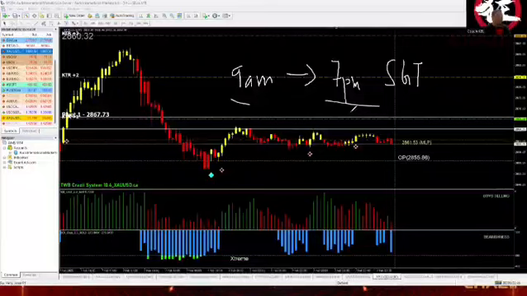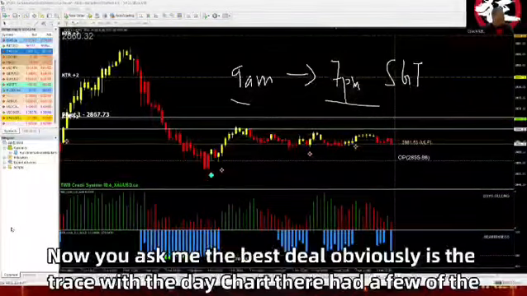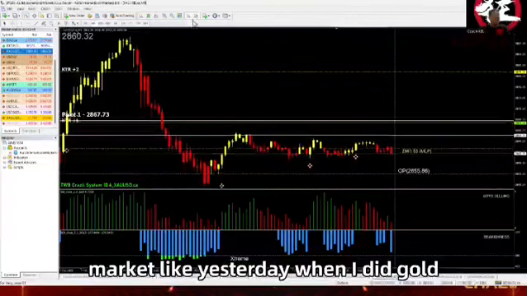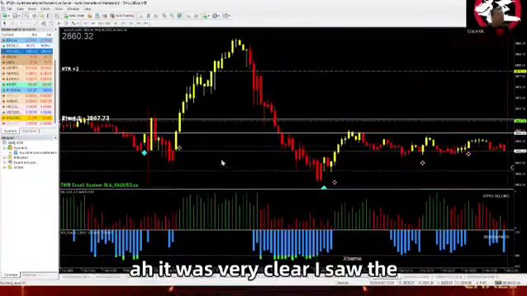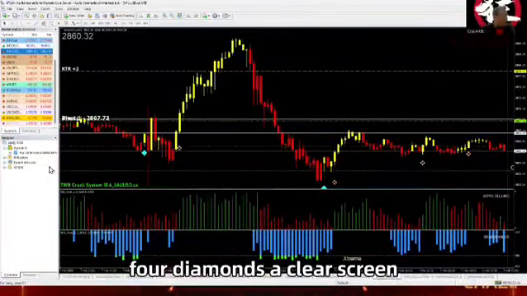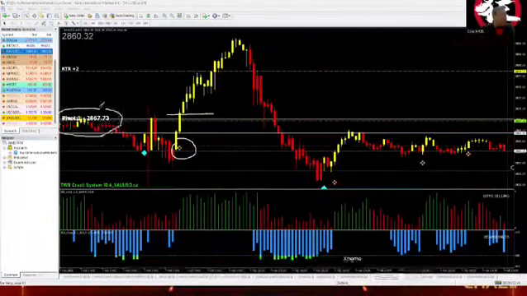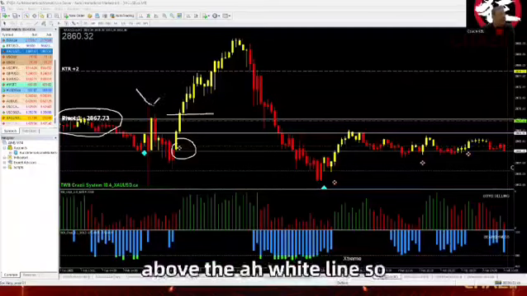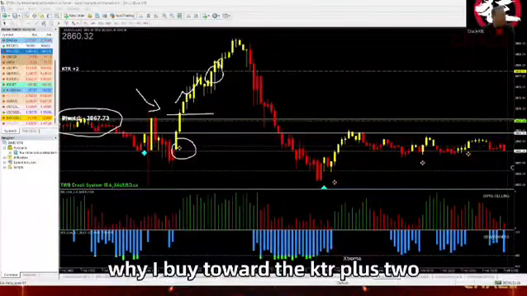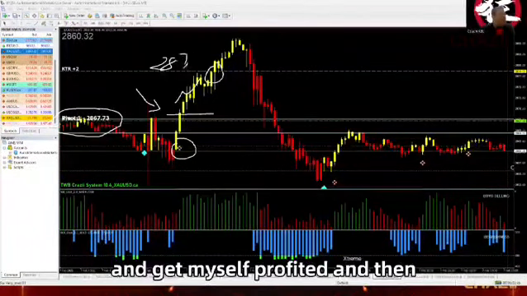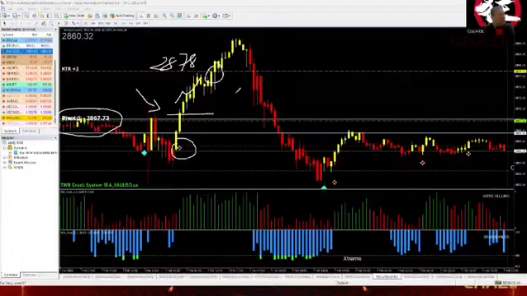So no point. Now if you ask me, the best way is obviously to trade with the day chart to have the feel of the market. Like yesterday, it was very clear. I saw the four diamonds appear on the screen, and then I drew a line, and of course it's above pivot one, so it's above the white line. So that's why I bought towards the KTR plus two, 2878, got myself profited, and then that's it. I stop.